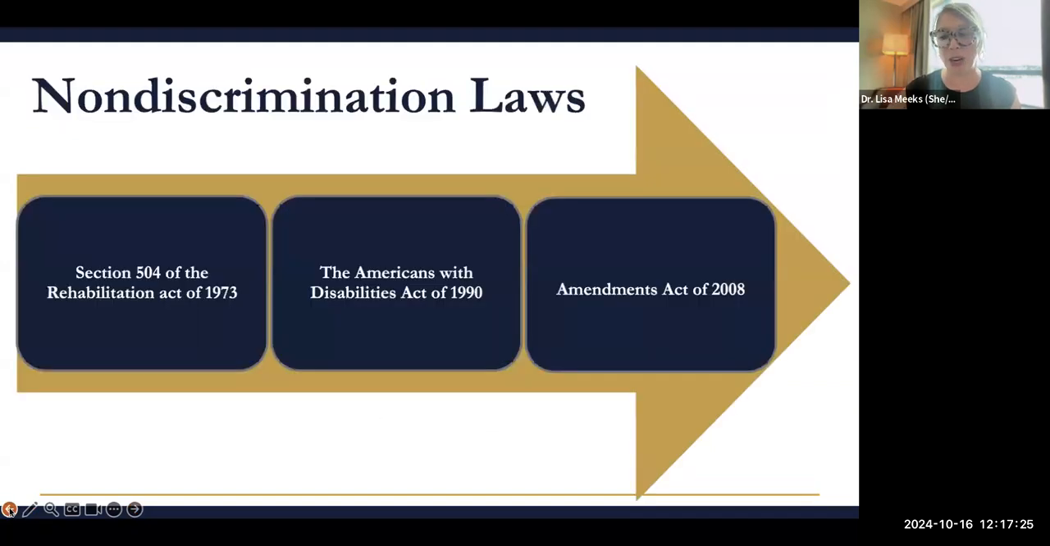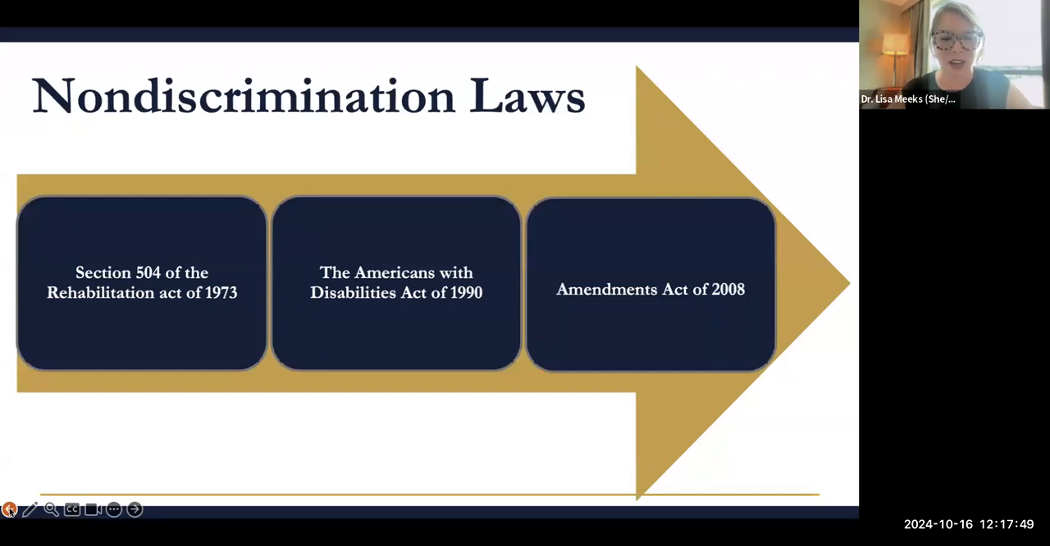And then, of course, there's the Americans with Disabilities Act. This statute was basically adopted into the provisions of the Rehab Act and expanded to mean that we go beyond what's federally funded, and we apply them to employment and state and local government. We know this by the shorthand ADA. And then the Amendments Act of 2008.